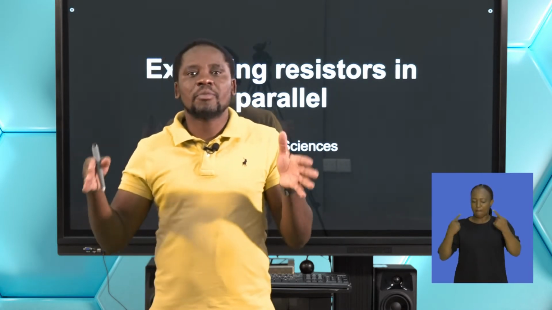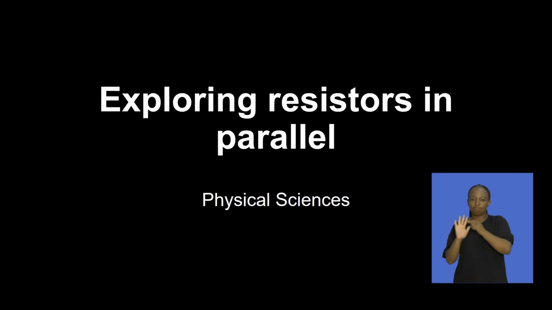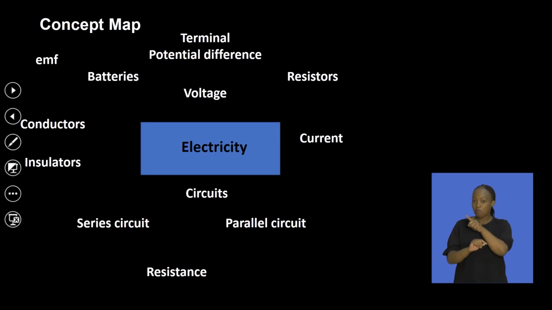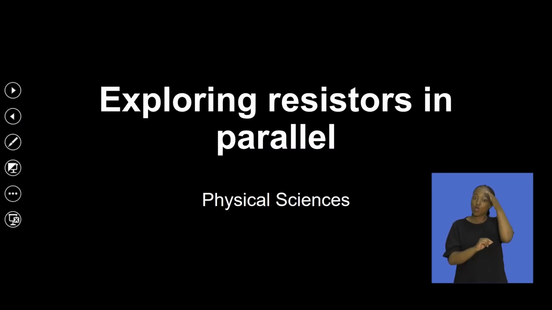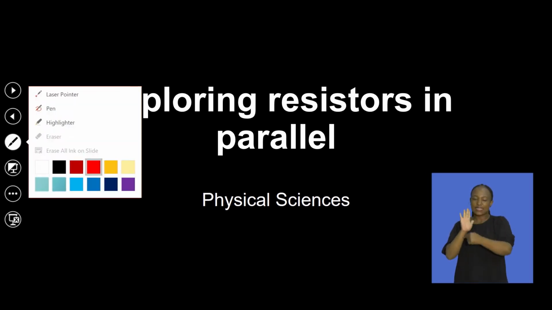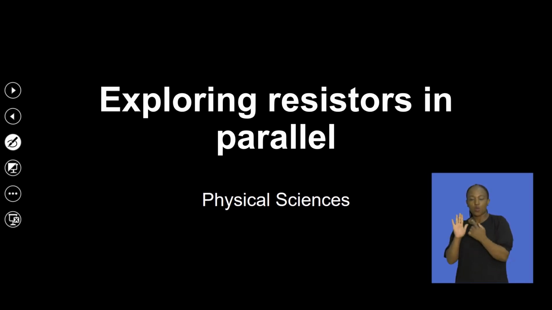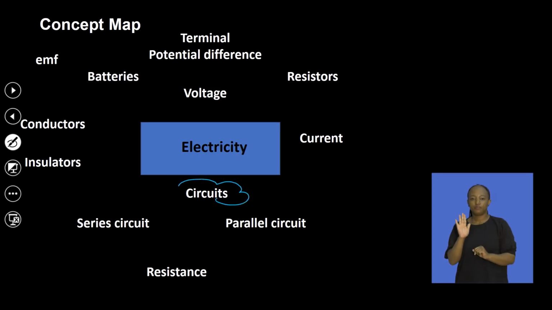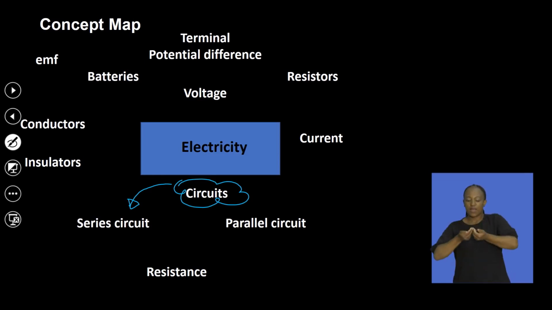Now let's locate parallel resistors within the broader section of electrical circuits. From our concept map, we understand that in the context of circuits, you have two types of connections. We've got a series circuit, which you may recall has a lot to do with potential dividers while current remains constant, and what effect does adding more resistors have on the current, as well as the voltage and resistance.